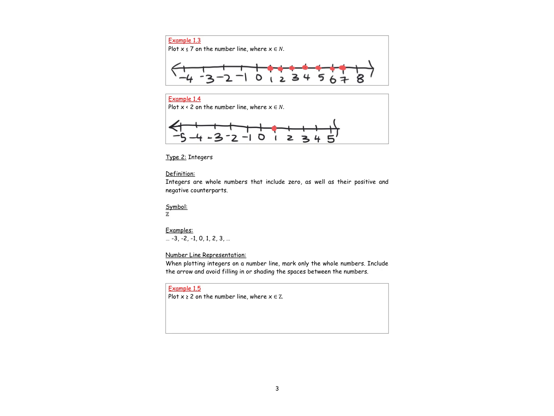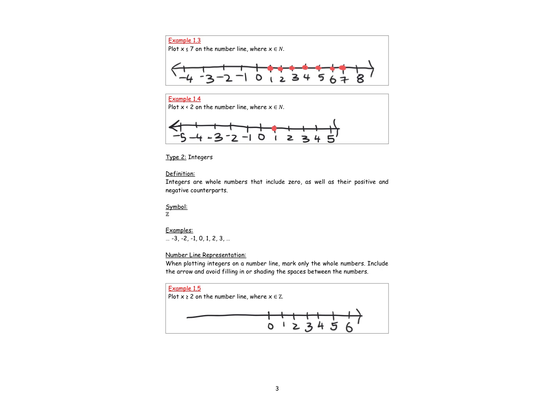In example 1.5, it says plot x is greater than or equal to 2 on the number line where x is an element of Z. So again, I draw my number line, I pop 0 in the center, and then I write my numbers either side.